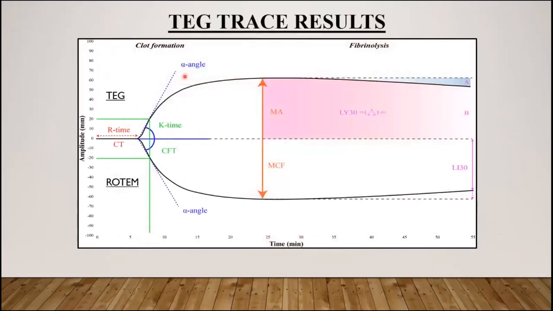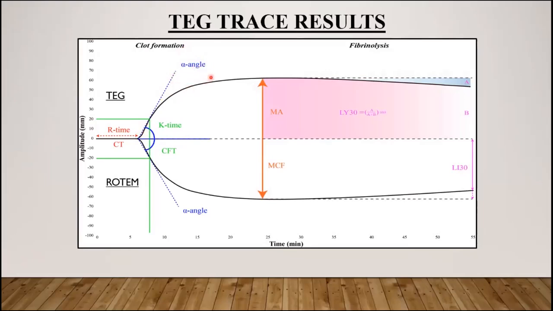Now this is a TEG trace. There are various components of the TEG trace, and one needs to know these definitions so that you can interpret the TEG trace. First we have the R time. The R time is the time taken for the initiation of fibrin formation. It is taken up to the point of 2 mm amplitude on the TEG trace. Next we have the K time, which is the time taken for the amplitude to rise from 2 mm to 20 mm. Then we have the alpha angle.